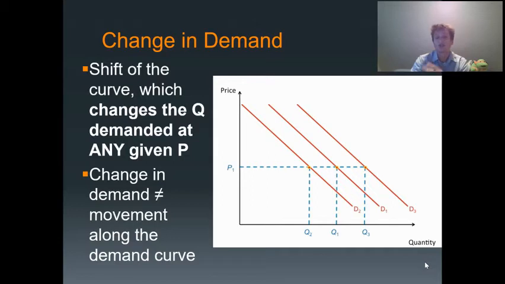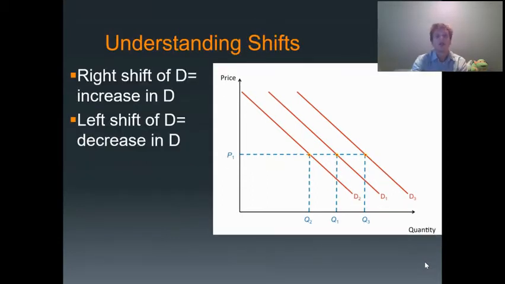Now, what constitutes an increase and what constitutes a decrease? A rightward shift of demand, that is an increase. So if you're looking at the graph on your screen, if you start at D1 and you have an increase in demand, we shift to the right. Sorry for my terrible arrow, but we shift to the right.